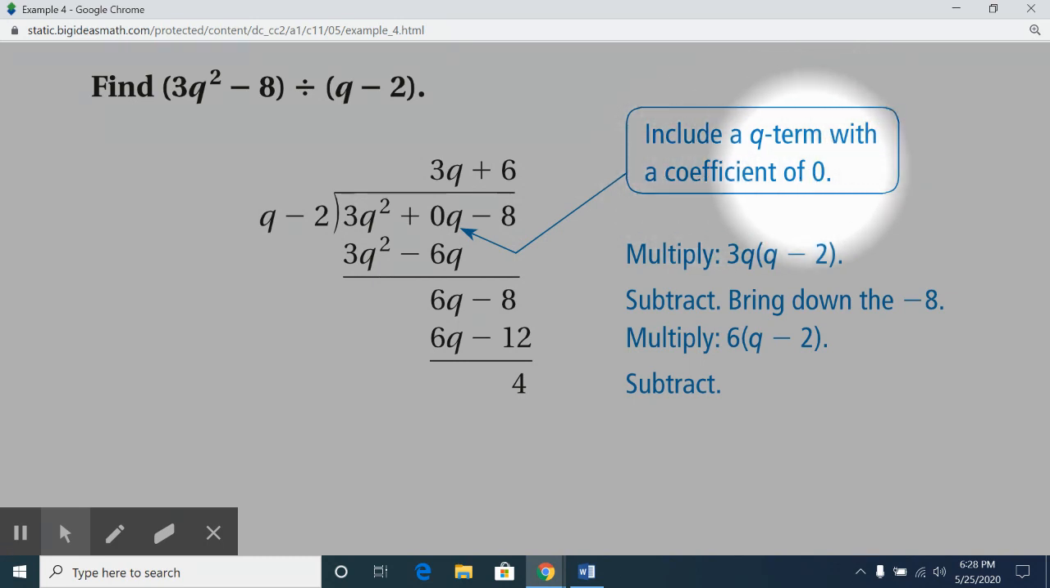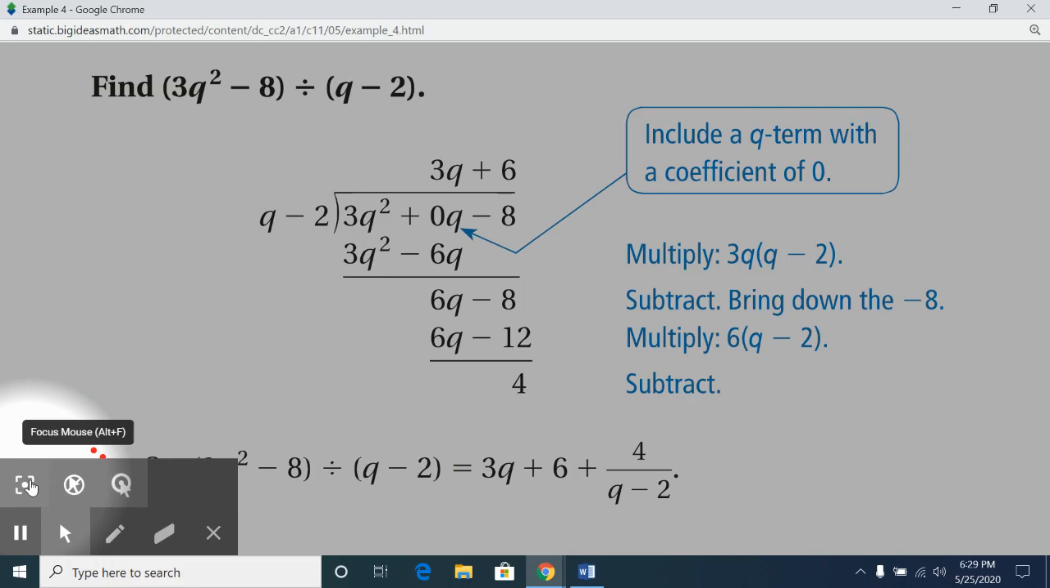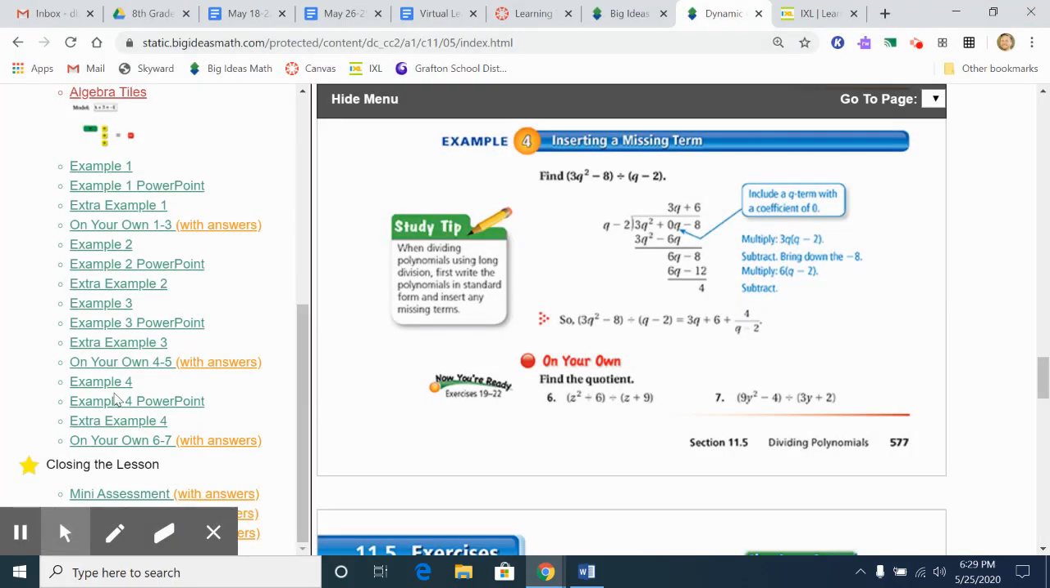So if there's a missing term when you're dividing like this, we're just going to insert a missing term of 0 and whatever variable you're working with. And then it's literally the same exact steps. Again, we have a remainder of 4 here. So how do we write our answer? 3q plus 6, and then plus 4 over what we were dividing by, q minus 2. So what was different there is we had to insert that missing term.